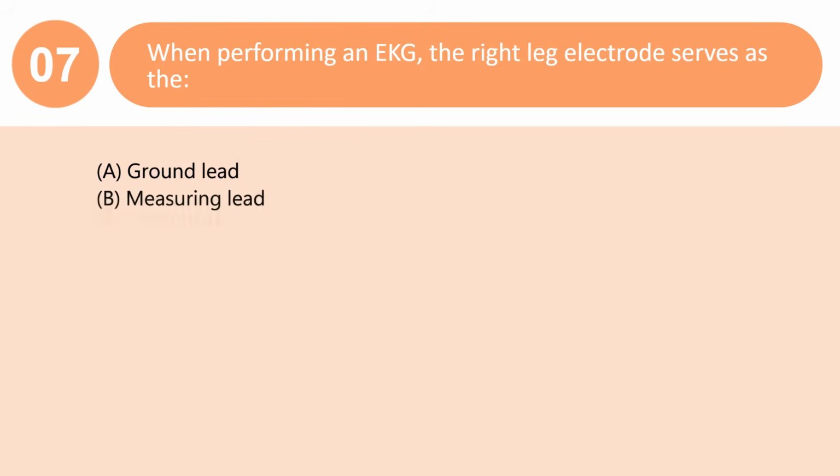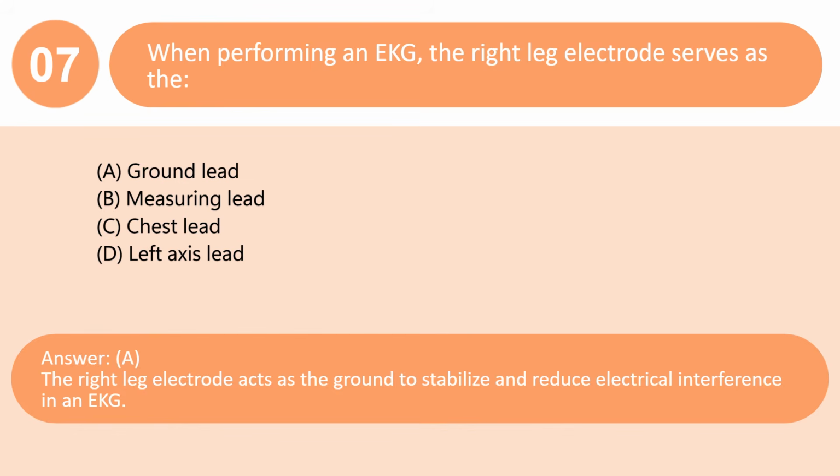When performing an EKG, the right leg electrode serves as the A. Ground lead. B. Measuring lead. C. Chest lead. D. Left axis lead. Answer A. The right leg electrode acts as the ground to stabilize and reduce electrical interference in an EKG.